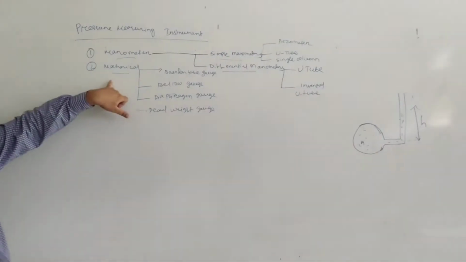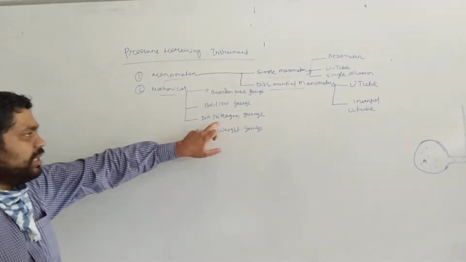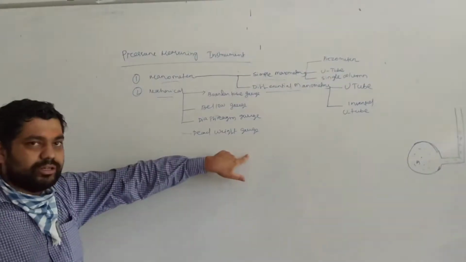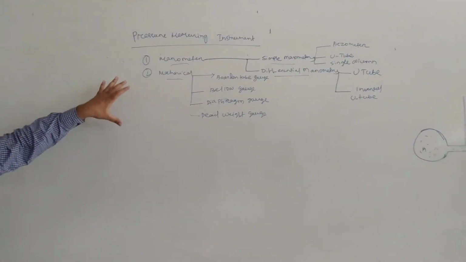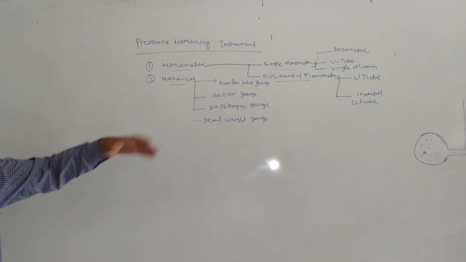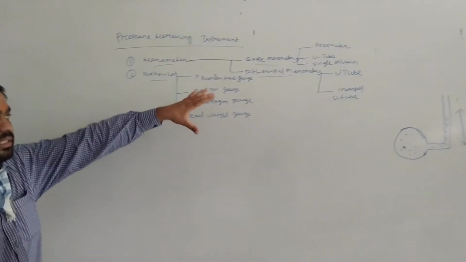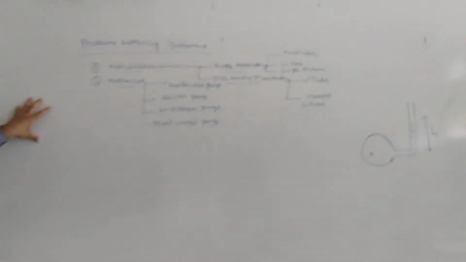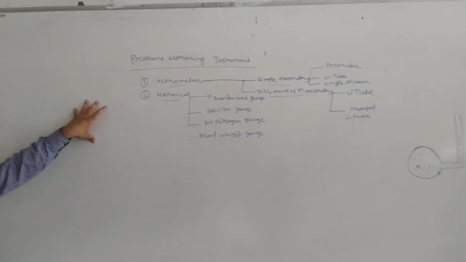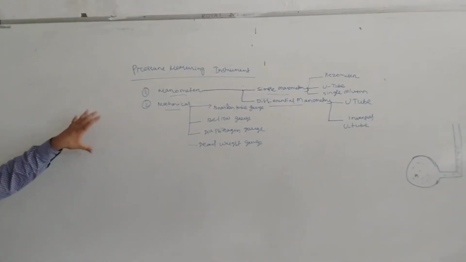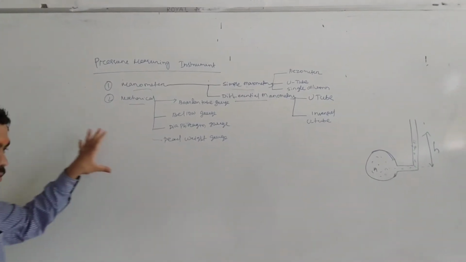Next is the mechanical type. Under mechanical there are the Bourdon tube gauge, bellows gauge, diaphragm gauge and dead weight gauge. These are basically the pressure measuring instruments used in experiments in your lab. So these are the main instruments for measuring pressure. Today we discuss the piezometer, the U-tube manometer and the mechanical gauge. We will discuss what a piezometer, a U-tube manometer and a single column manometer are.